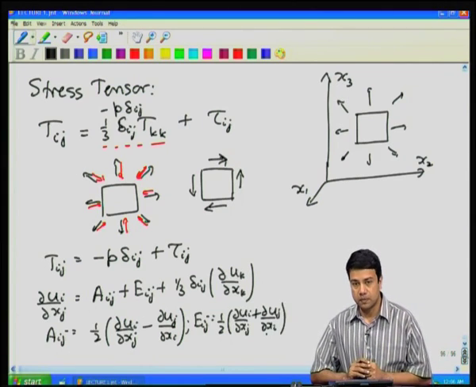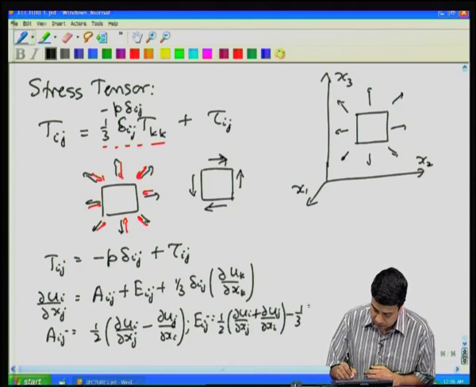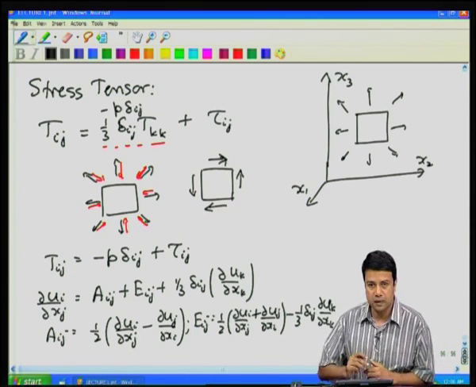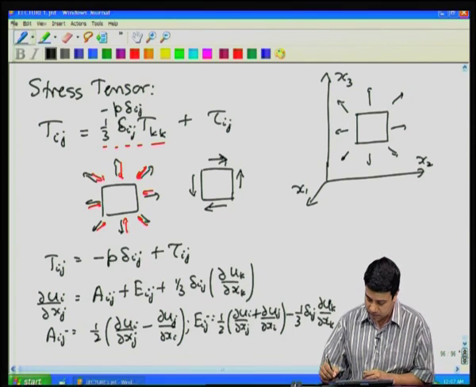but I have to remove the trace, because this is symmetric and traceless. So I remove the trace, 1/3 identity tensor times the divergence of the velocity. So, these are the antisymmetric and the symmetric traceless parts.